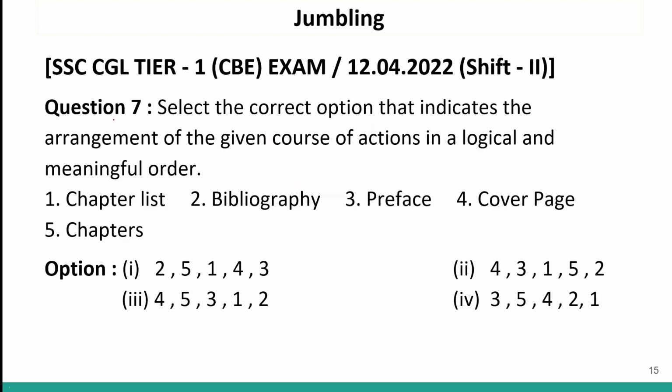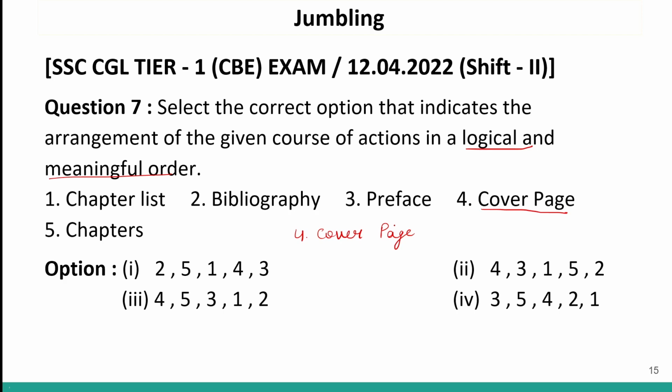Okay, question number 7. Again, we have to arrange them in a logical and meaningful order. So, chapter list, bibliography, preface, cover page, and chapters. So, these are the contents of a book. In a book, the first thing that you see is the cover page. So, logically, the first one will be cover page.